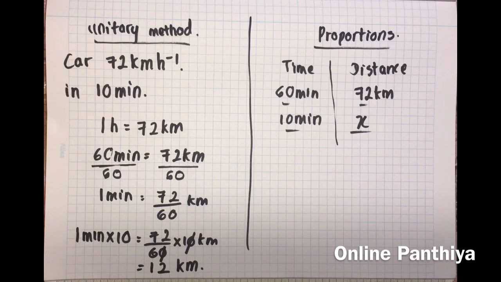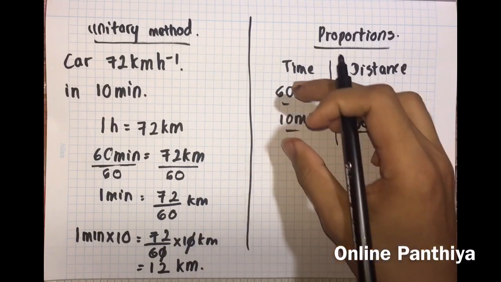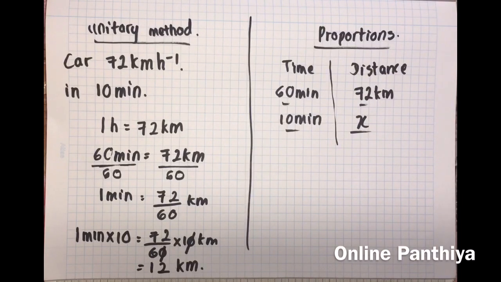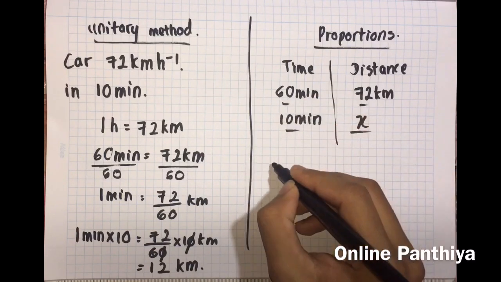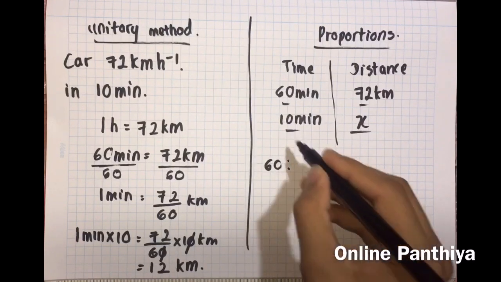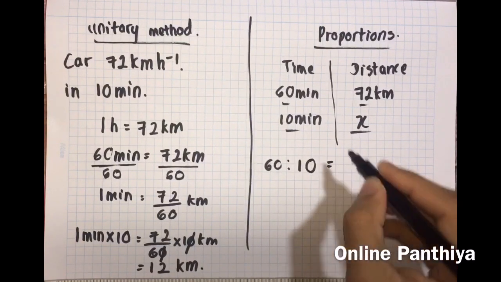Ratios are same, I told you. Therefore the ratio of this and ratio of this both should be what? Equal. Understand? Both should be equal because we are dealing with proportions. So here you have 60, that I'll write it like this. 60 is to how much? 10 should be equal to the other ratio.